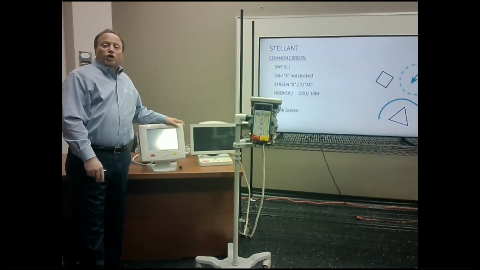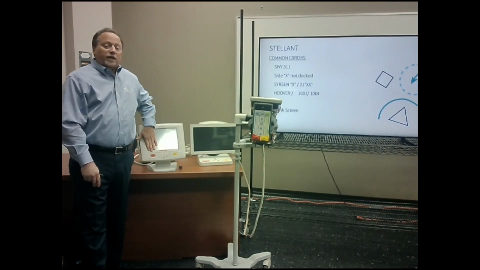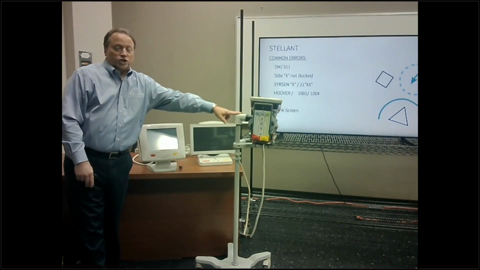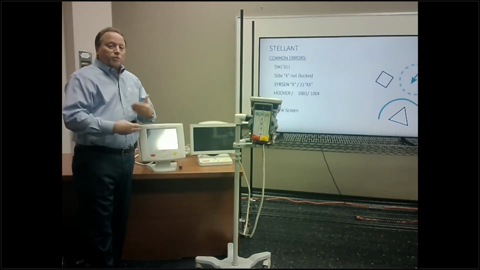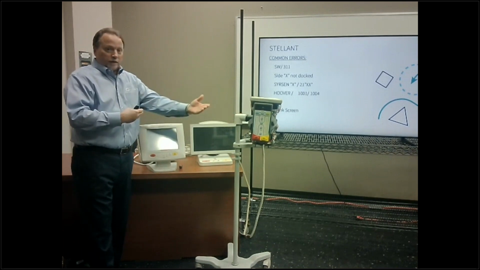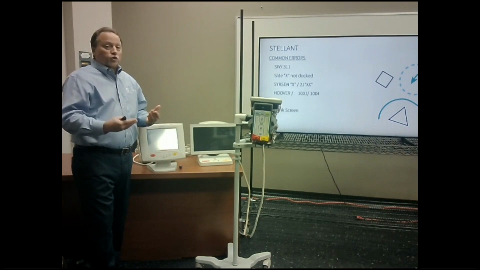But if you turn it on and it's just a blank screen, just the backlight, that means it's not communicating with the head. It just sits there. It will not boot up until it communicates to the head. Once it communicates, it will boot up. So check all your connections.